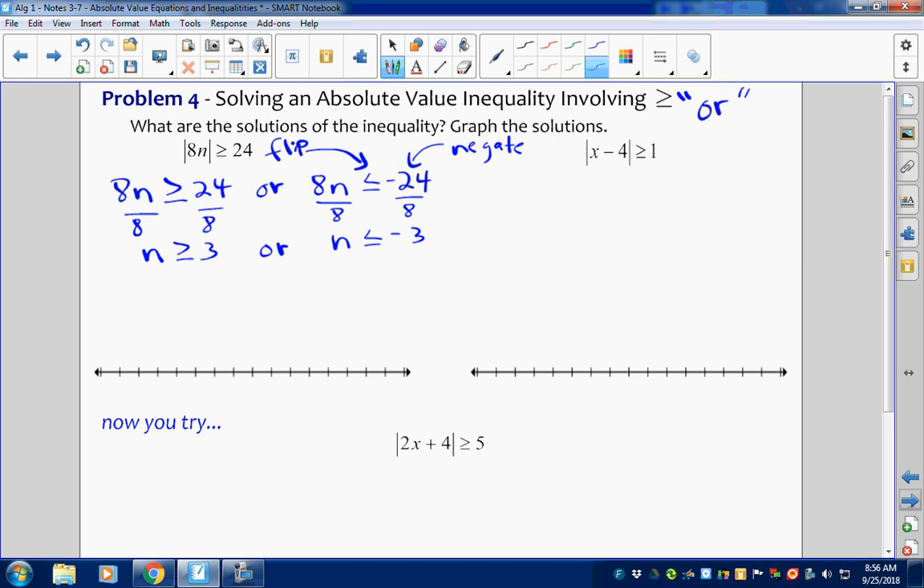And when I go to graph it, if I place 0 in the middle, here's what it looks like. 1, 2, 3 is right here. Negative 3 is here. This says n is greater than or equal to positive 3, so it goes that direction. And this one says n is less than or equal to negative 3, so it goes that way.